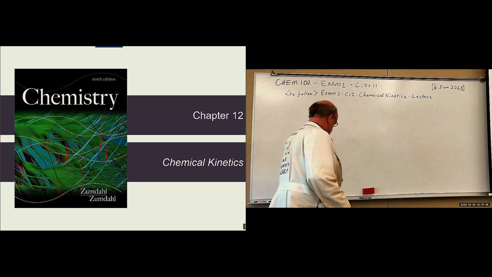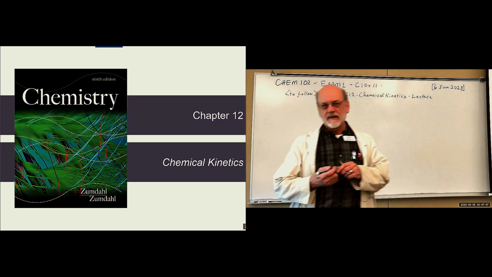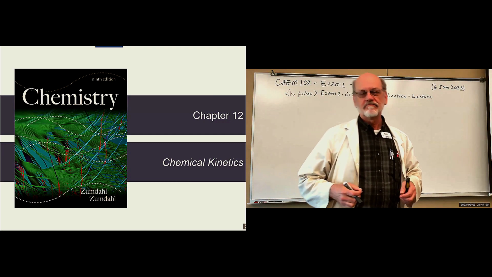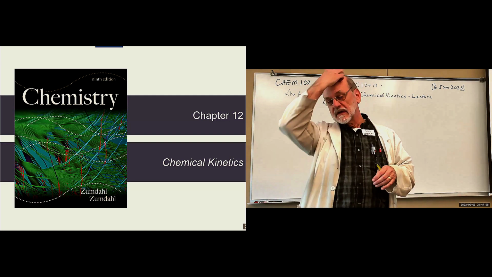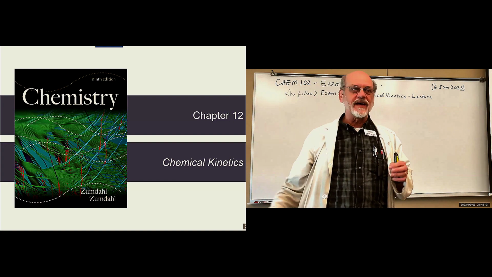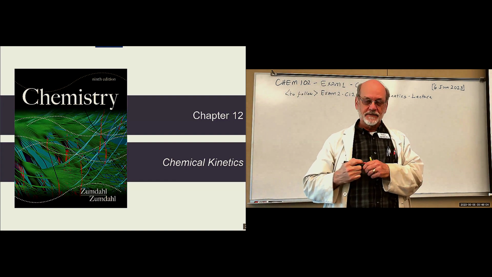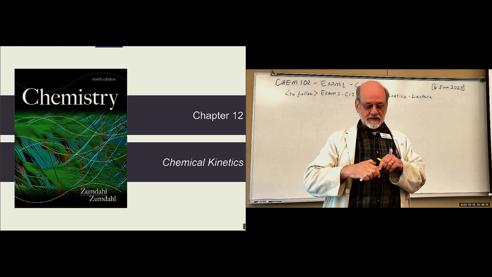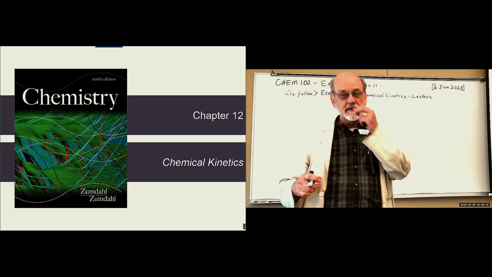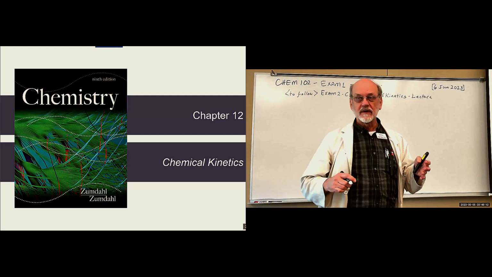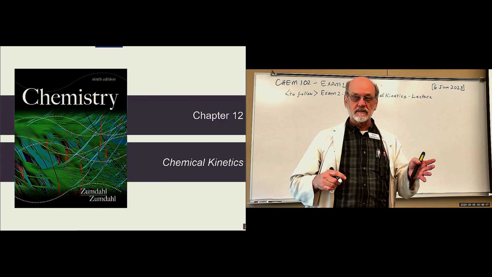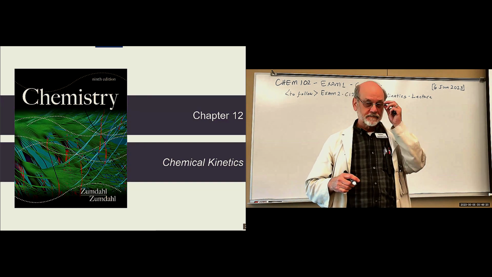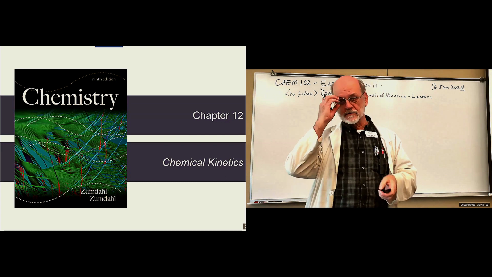So we're going to talk about chemical kinetics. Whenever you hear kinetics, think energy of motion or movement from one place to another. Chemical kinetics has to do with how fast the reaction is occurring. After we get through with this discussion, we'll move into chapter 13, which is equilibrium. We do kinetics first because equilibrium, to a large extent, is based upon reaction rates. So we're going to get this one under our belt first.